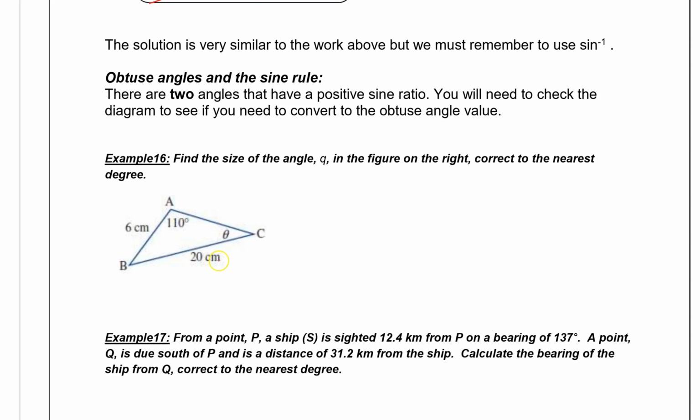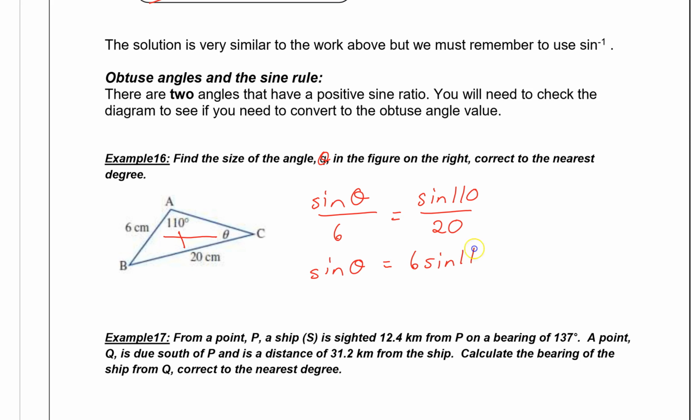Now, what I want to find is the size of that angle there. It's not going to be obtuse because I've already got 110 there, so it has to be acute. I have opposite sides and angles. Great, everything's set up nicely. So, sine theta, angle Q. It's not the angle Q, it's the angle theta. That's a theta there. Sine theta over 6 equals sine 110 over 20. That means that sine theta is 6 sine 110 over 20, and theta is the inverse sine of 6 sine 110 over 20.